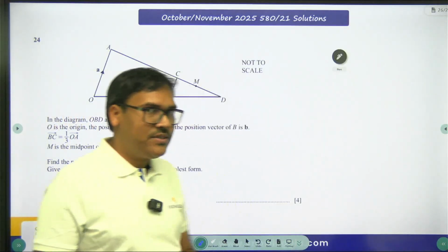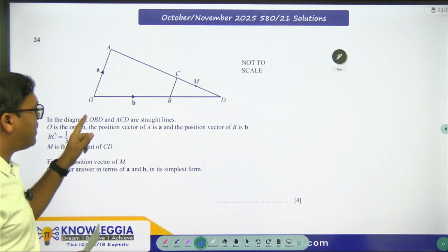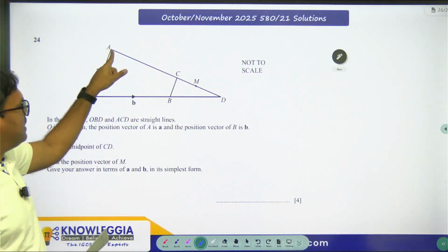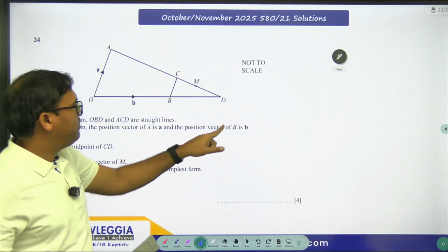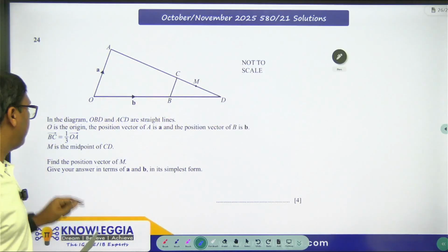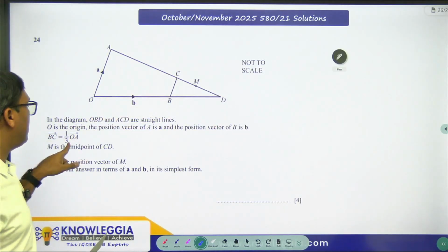So now the next question is on vectors. In this triangle, ABD and ACD are straight lines. O is the origin. Position vector of A is the A vector, that is, this vector is the A vector. B is the B vector, the position vector of B, that is this vector. OB vector is the B vector. BC vector is 1/3 of OA vector.